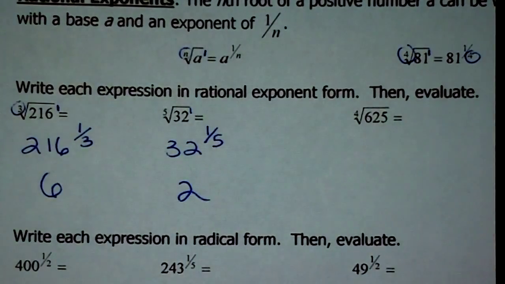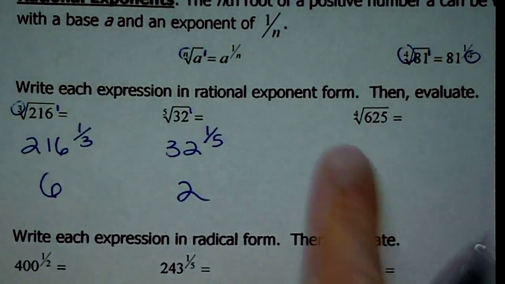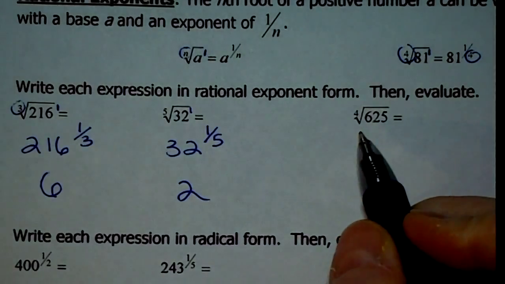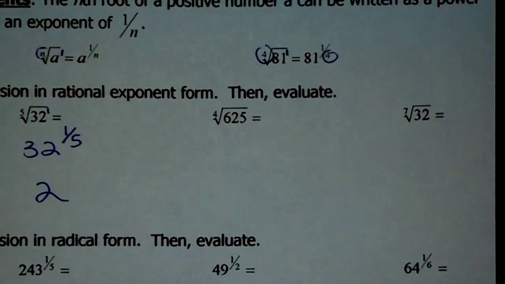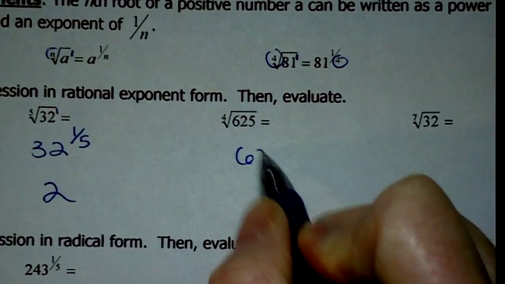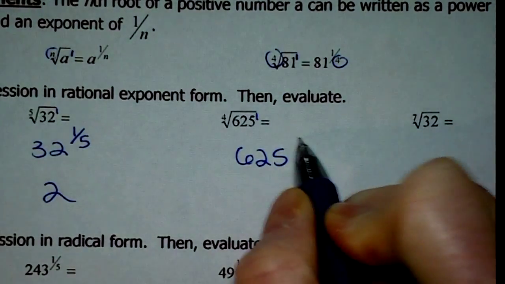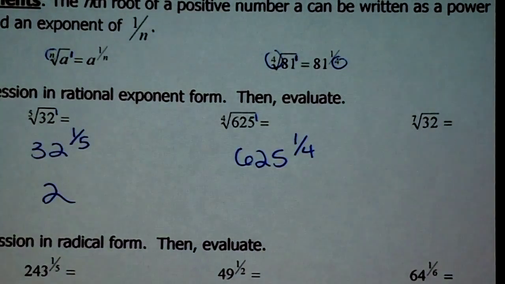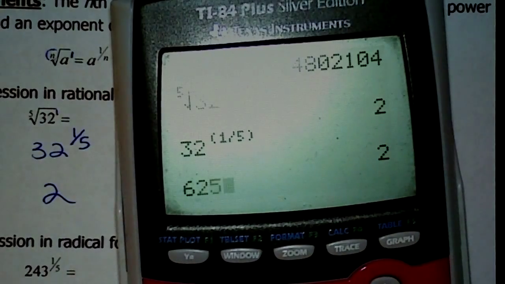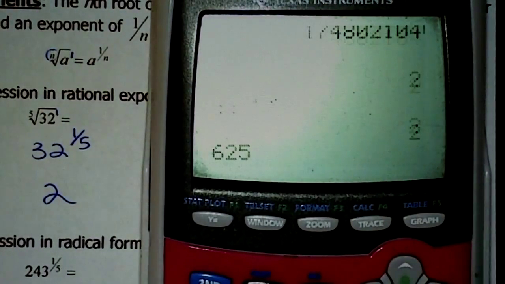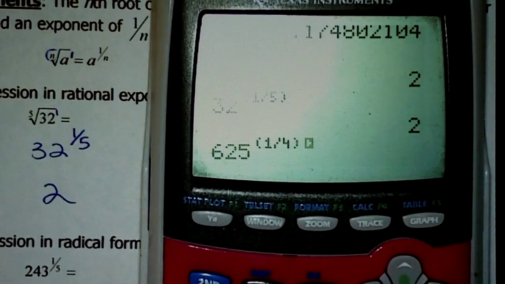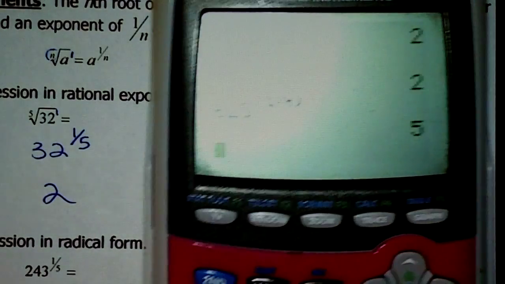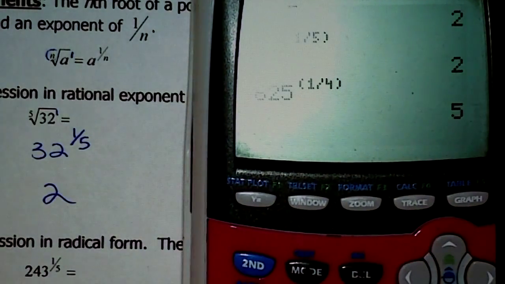So either way, you get 2. All right, the next one, I want to first write this as a rational exponent. So this means it's 625 to the 1/4 power. To evaluate that, I can type in 625 to the 1 divided by 4 for the power, and we get 5. Or I can use that math menu again.